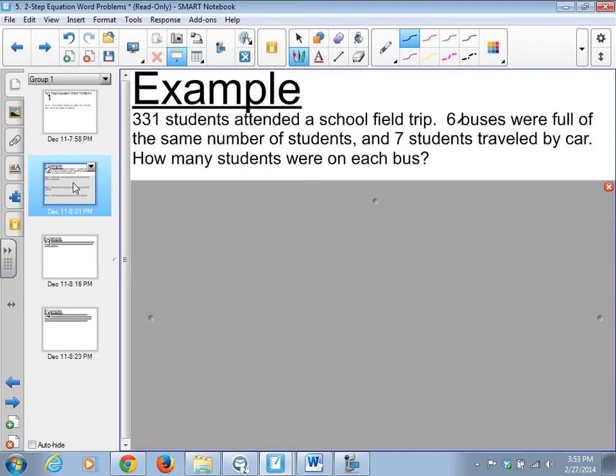All right, we're going to just start with an example. The example is 331 students attend a school field trip. 6 buses were full of the same number of students, and 7 students traveled by car. How many students were on each bus?